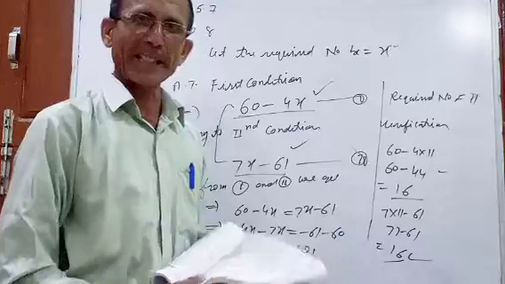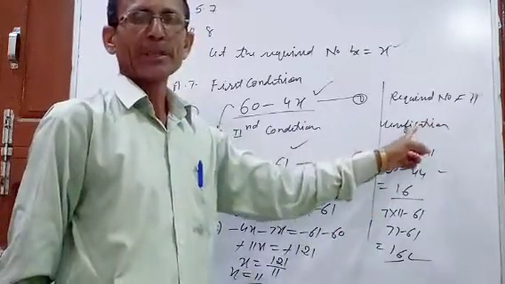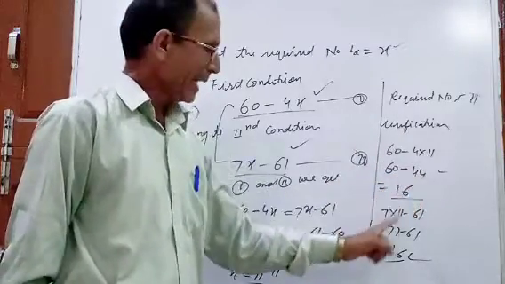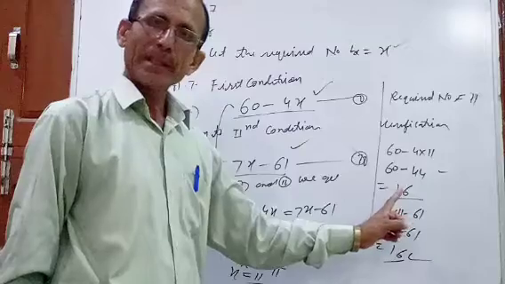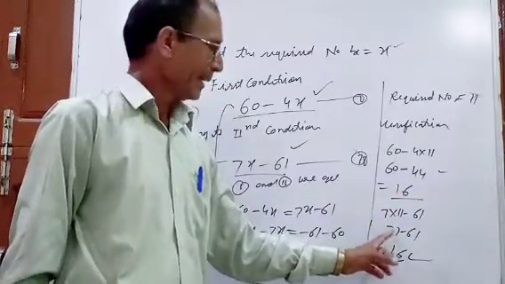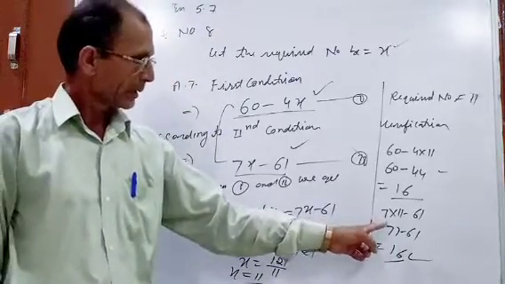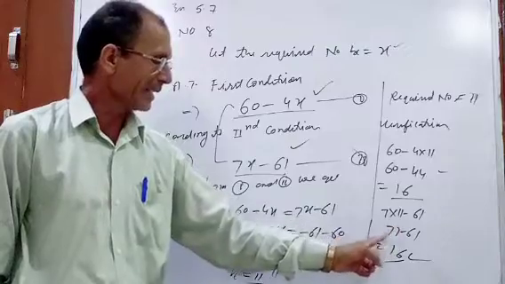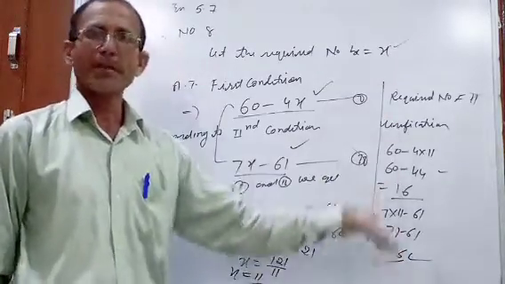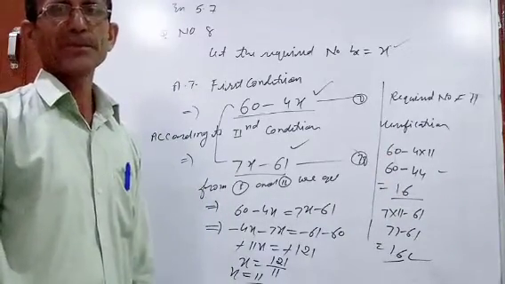So the required number is 11. If I take 4 times 11, it will be 44. So this is less than 60. So what is the difference? 16. And 7 times the number 11 will be 77, and it is greater than 61 by 16. So the required number is 11. So this is verification. Any doubt, any confusion?